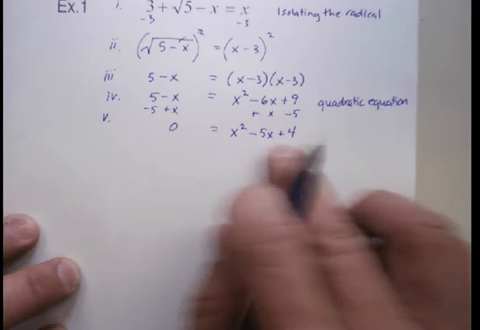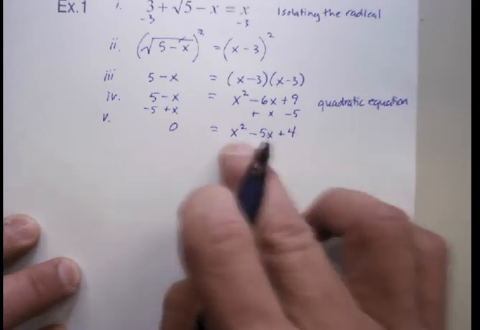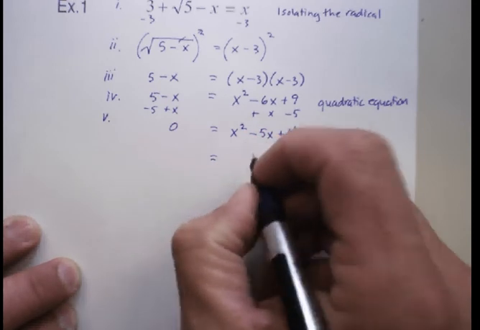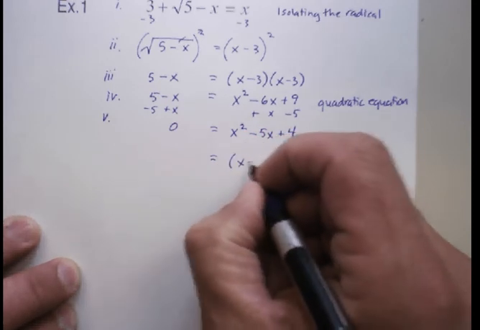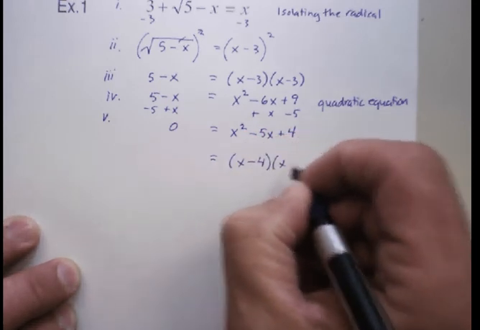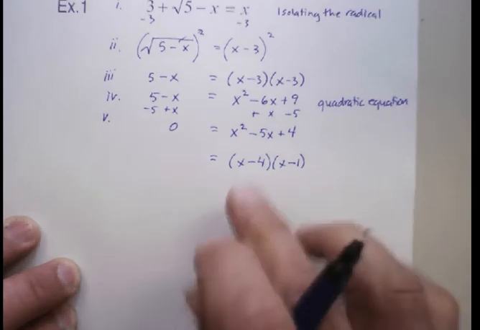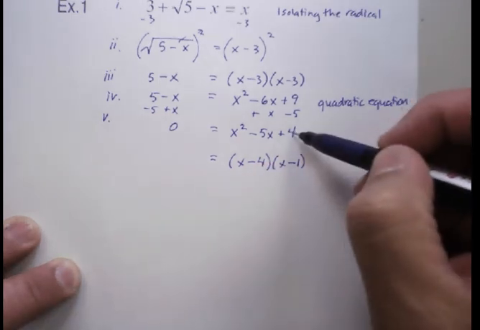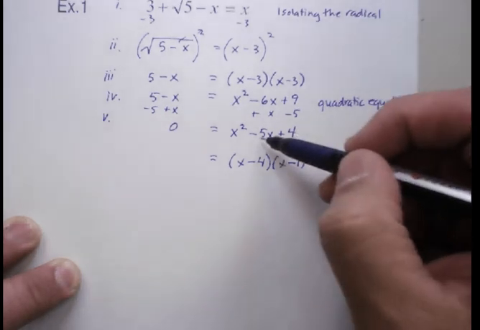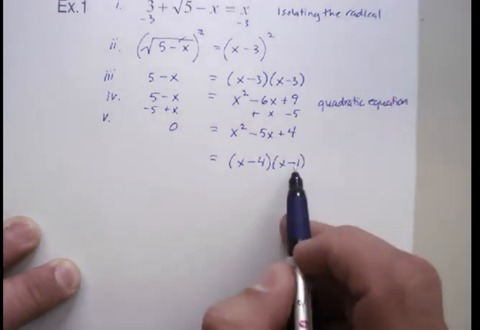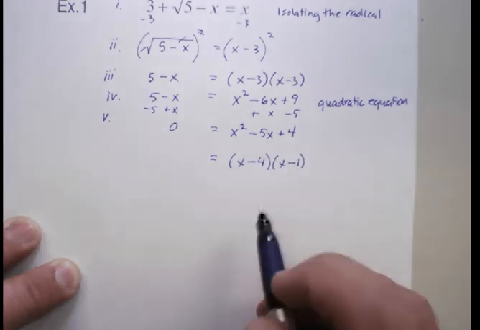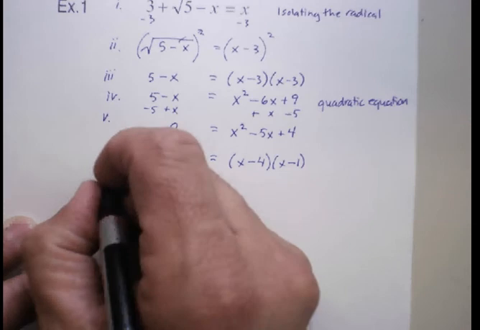Now, take a look at that trinomial, that quadratic. Can you factor this? Absolutely you can. You're going to get x minus 4, x minus 1. Because remember how you do that. What times what gives you the constant, in this case 4, but when you add them, you'll get negative 5. In this case, it's negative 4 times negative 1, you get 4. Negative 4 plus negative 1, you get negative 5. So that's our 6th step.